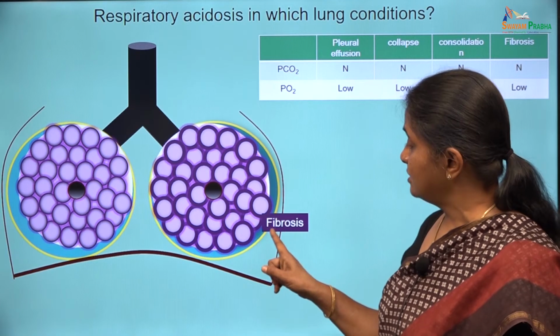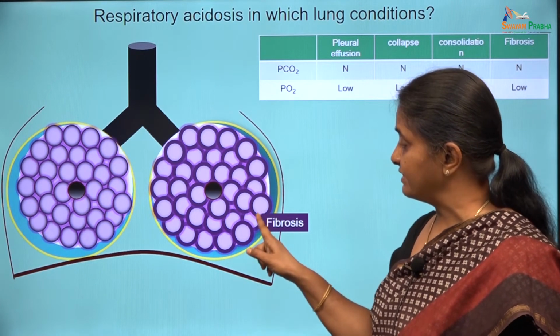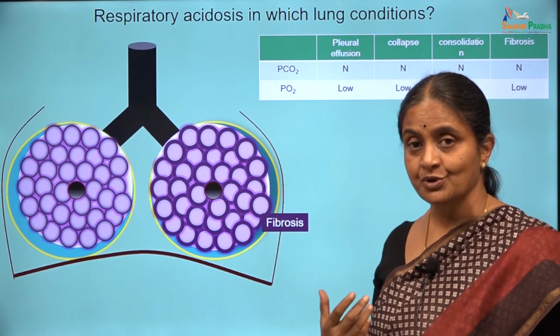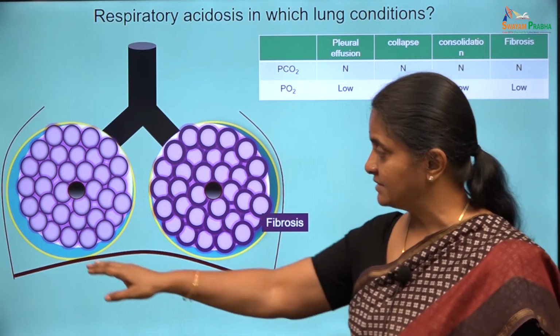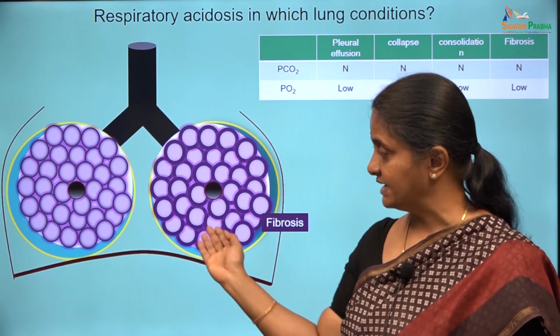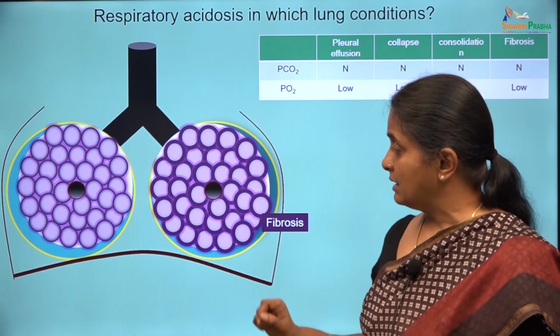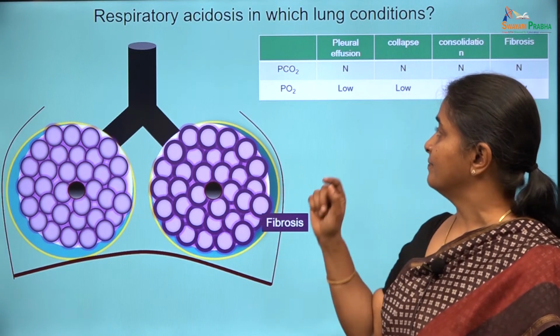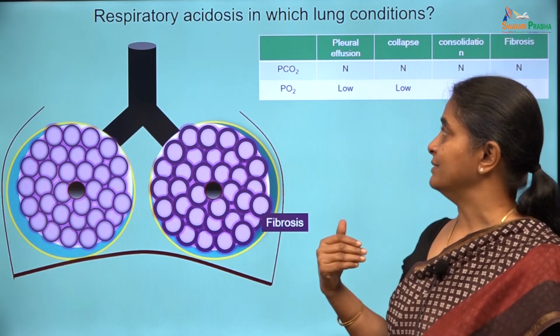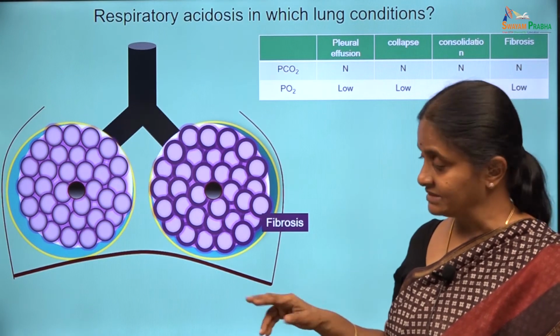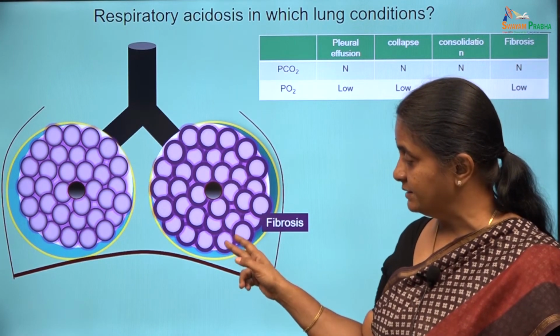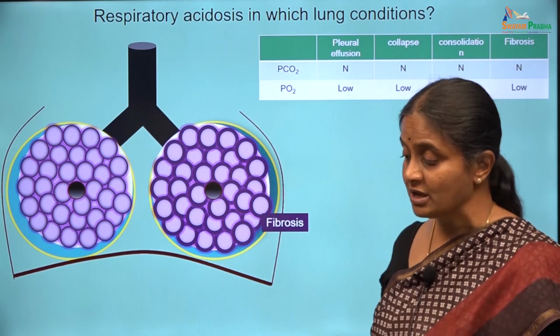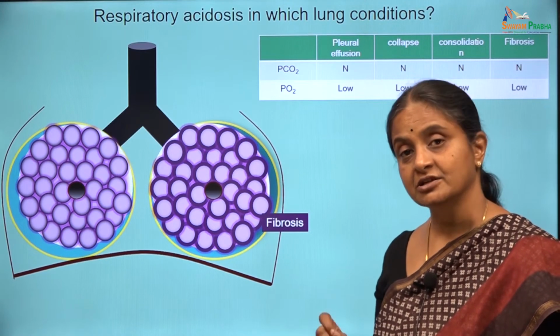Fibrosis is a condition where the alveolar walls are thickened. There is more fibrous tissue in the alveolar walls. This is a normal one on the other side for comparison. In fibrosis too, there need not be a change in carbon dioxide levels. A thickened membrane we saw earlier will affect oxygen transport, but not necessarily carbon dioxide transport.